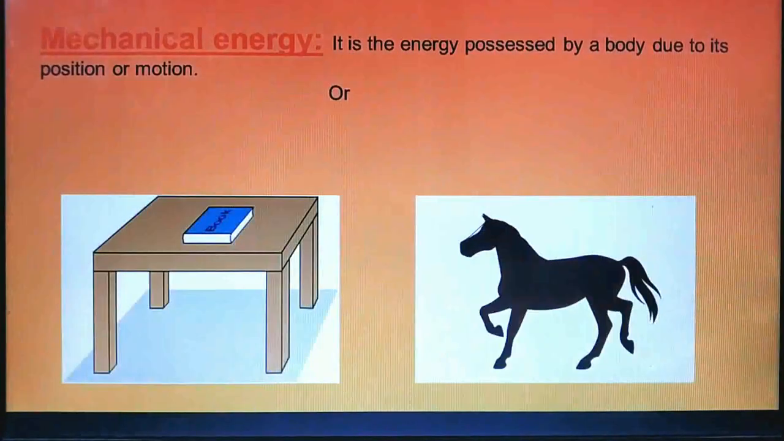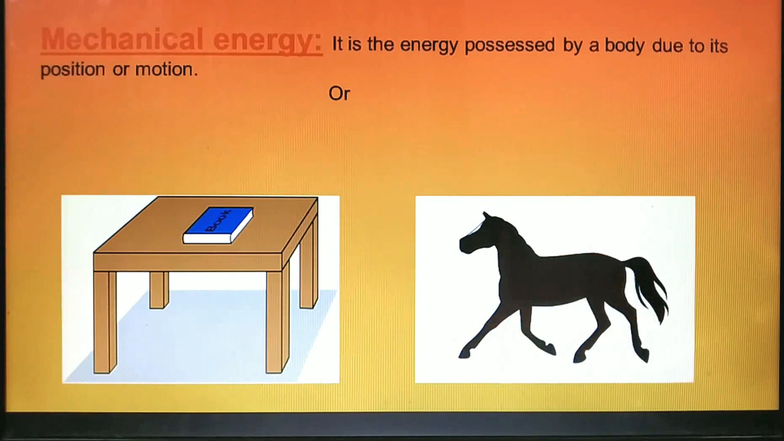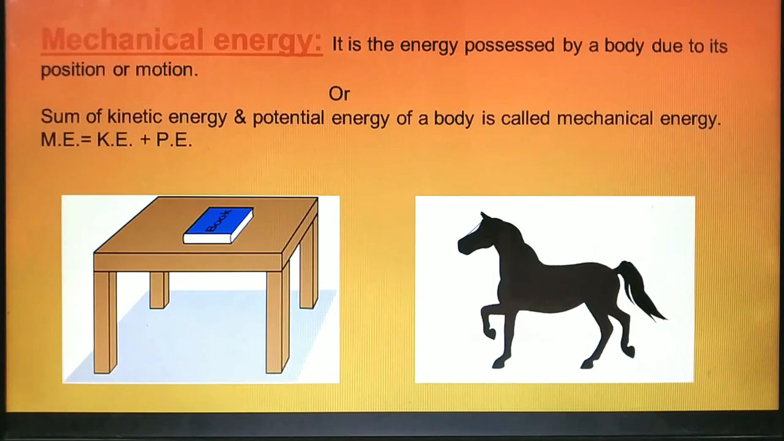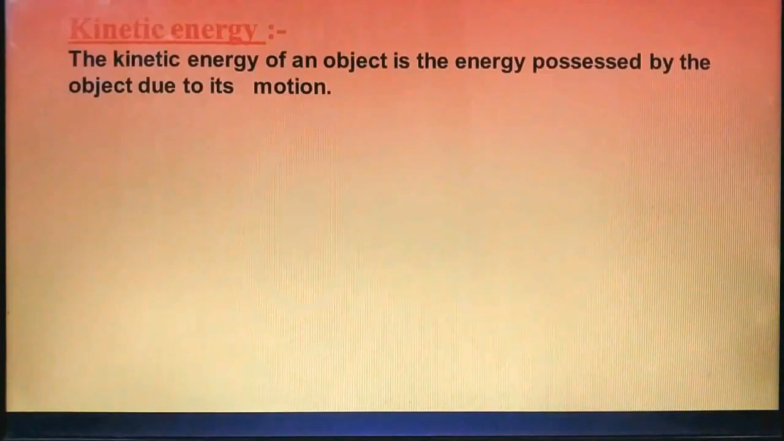It is the energy possessed by a body due to its position or motion. मीन्स ऑब्जेक्ट अपनी पोजीशन और मोशन की वजह से जो एनर्जी पोजेस करता है, दैट टाइप ऑफ एनर्जी इज नॉन एज द मैकेनिकल एनर्जी. और इन अदर टर्म वी कैन ऑल्सो डिफाइन मैकेनिकल एनर्जी एज दैट इट इज द सम ऑफ काइनेटिक एंड पोटेंशियल एनर्जी. सो स्टूडेंट, नाउ लेट्स डिस्कस अबाउट द काइनेटिक एनर्जी.